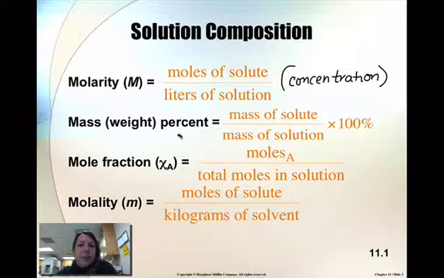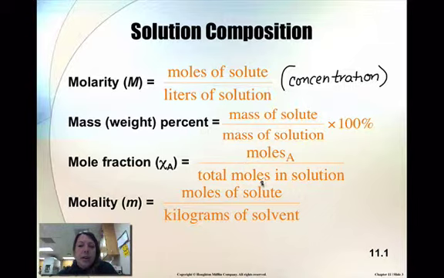Another composition calculation you can do is mass percent. That's where you take the mass of the solute divided by the mass of the solution and you multiply by 100. Mole fraction is one that we used a little bit in partial pressures, but here it is again. That's where you take the moles of whatever you're looking at. So whether it's the solute or the solvent, the moles of whatever you're focusing on divided by the total moles in the solution.